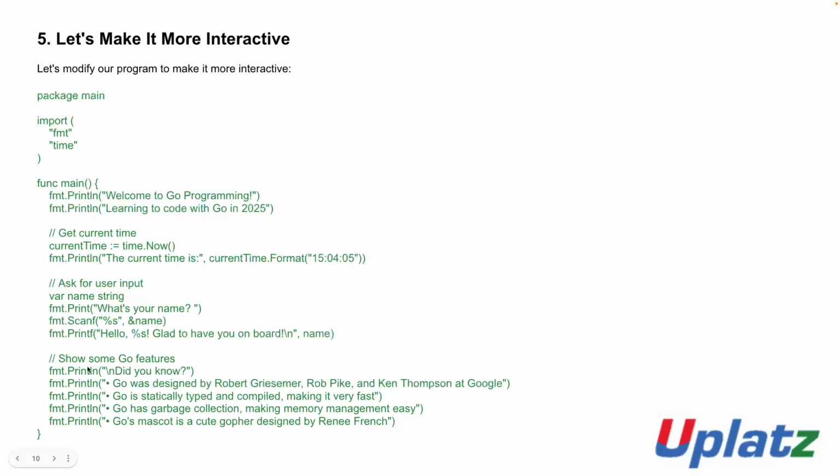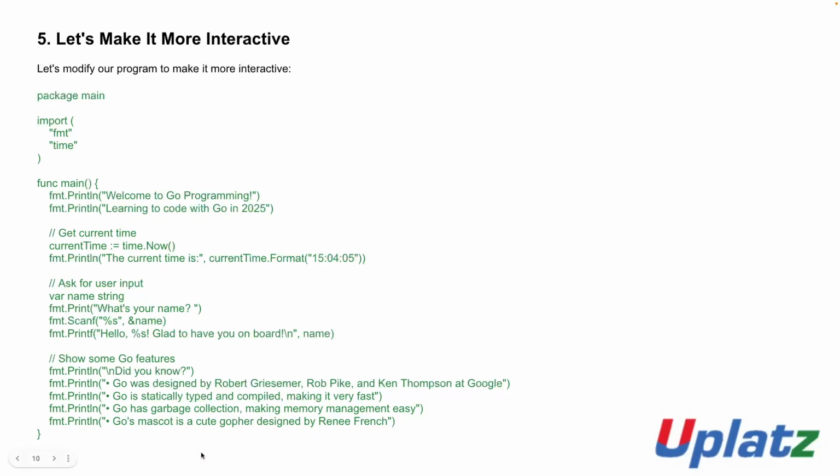Now show some Go features. Println \n, you know what it means by using \n? That is next line. Then Go was designed by this. Go is statically typed and compiled, making it very fast. Go has garbage collection, making memory management easy. Go's mascot is a cute gopher designed by Renee French.